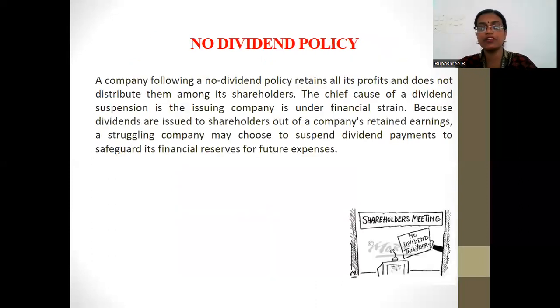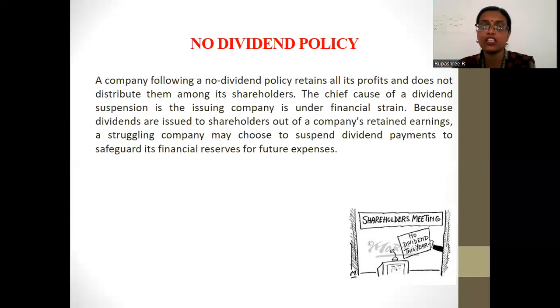So the last type of dividend policy is called no dividend policy. Under no dividend policy, a company retains all its profits and does not pay dividends to its shareholders at all for a certain period of time. The chief or the major reason for such a policy to be followed by an organization may be financial constraint, or the other reason may be that the company is a new company or a fresh company that has been introduced into the market and is gaining importance, and therefore it wants to expand its business operations.